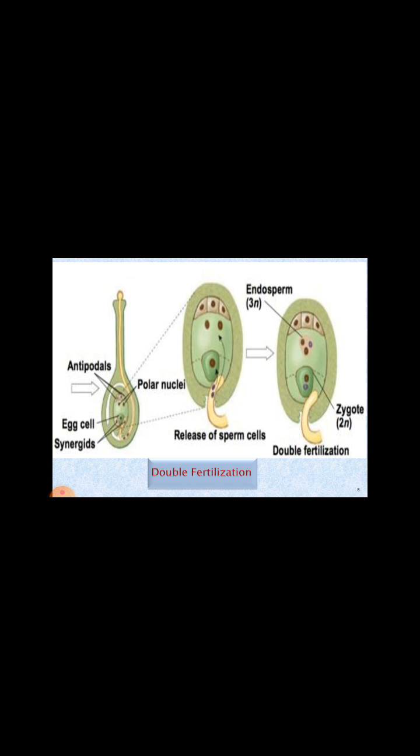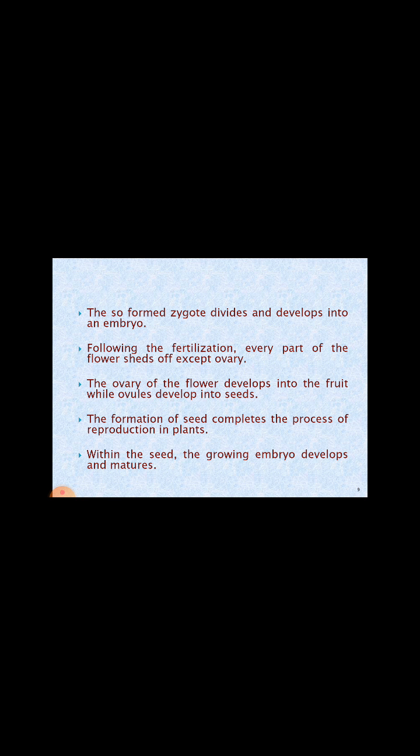One male gamete fuses with the egg cell and forms the zygote, whereas the other male gamete fuses with the primary endosperm nucleus, and then it forms the endosperm, which is triploid. So this is the double fertilization. Right after fertilization, the zygote is mostly inactive, but the primary endosperm divides rapidly to form the endosperm tissue. This tissue becomes the food for the young plant, which will be consumed until the roots have developed after germination. The so formed zygote divides and develops into an embryo.